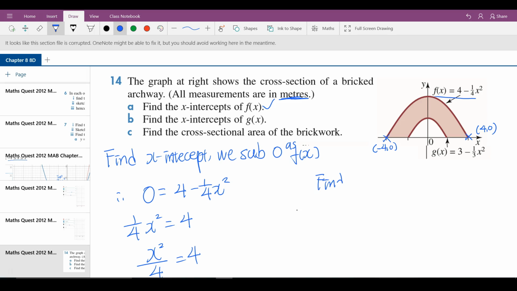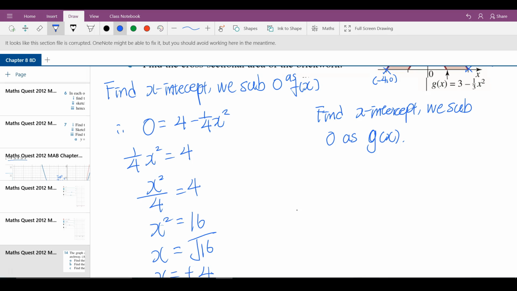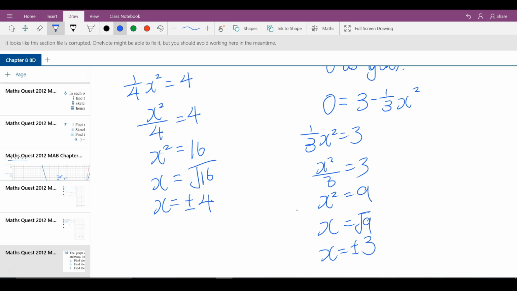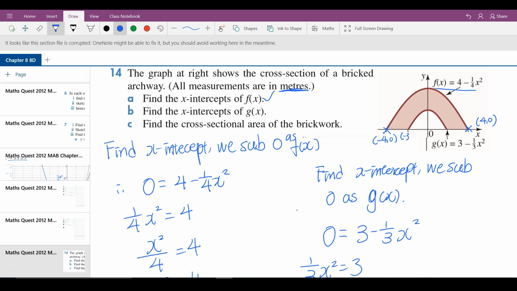Alright, same thing. To find the x-intercept, we sub 0 as g of x. So 0 is equal to 3 minus 1/3 x squared. This is getting repetitive, right? Same process. Bring the 1/3 x squared to the other side, and it becomes positive. Now 1/3 times x squared is just x squared over 3. Move the 3 to the other side and then square root it, and we get plus and minus 3. So this point is negative 3, 0 and that one is 3, 0. Easy.